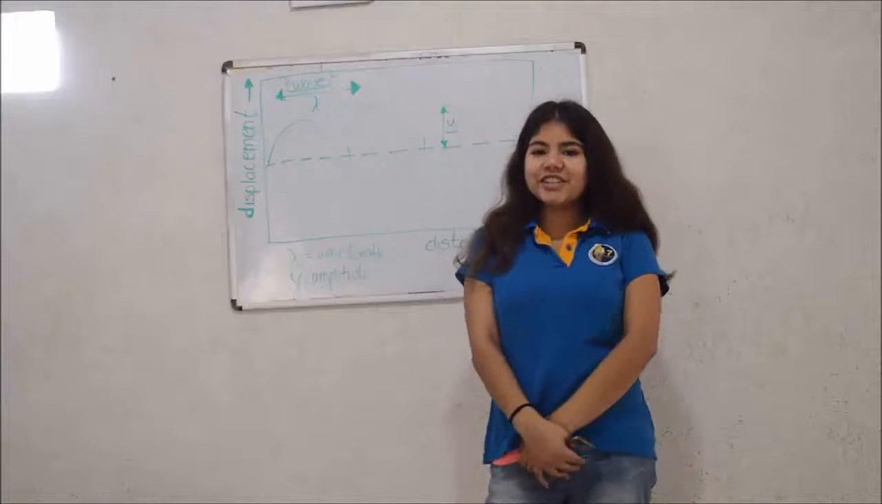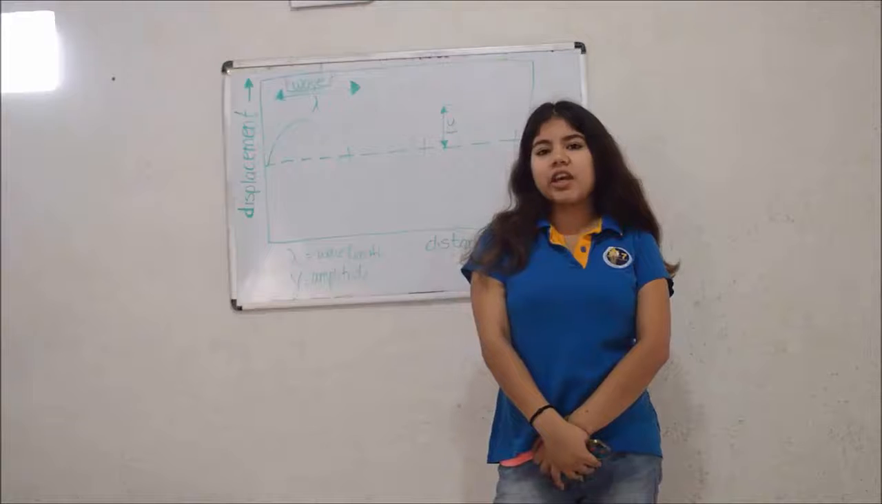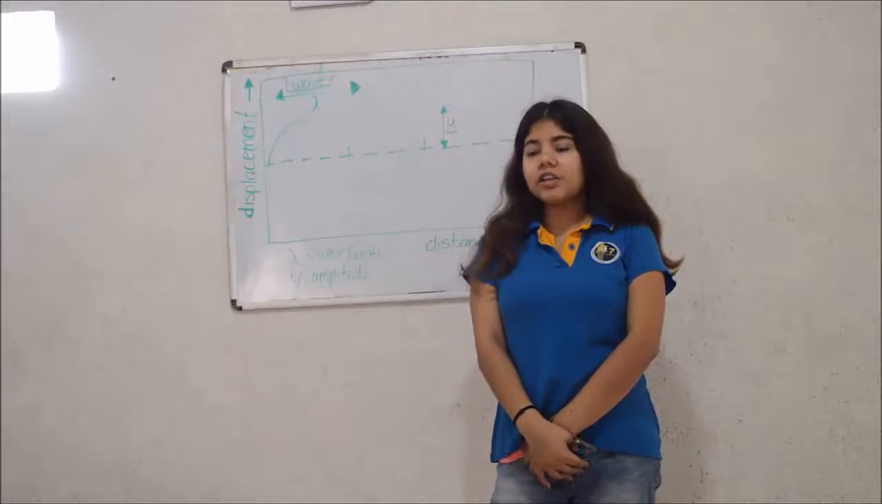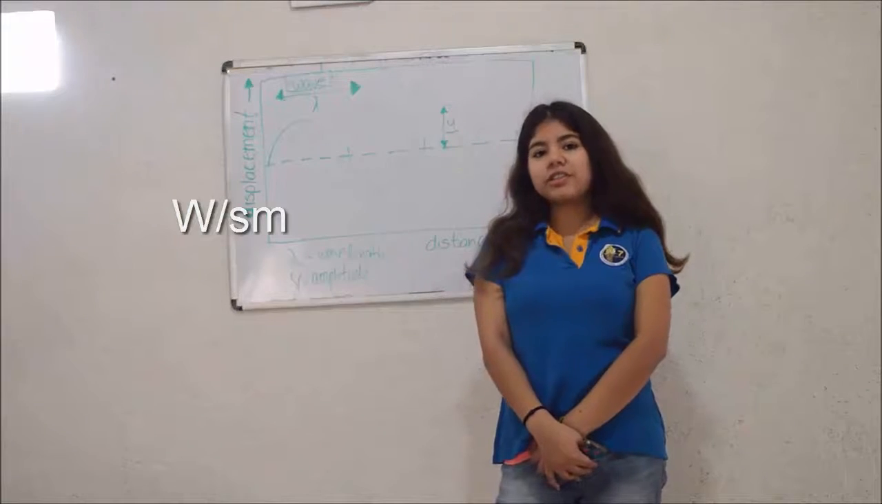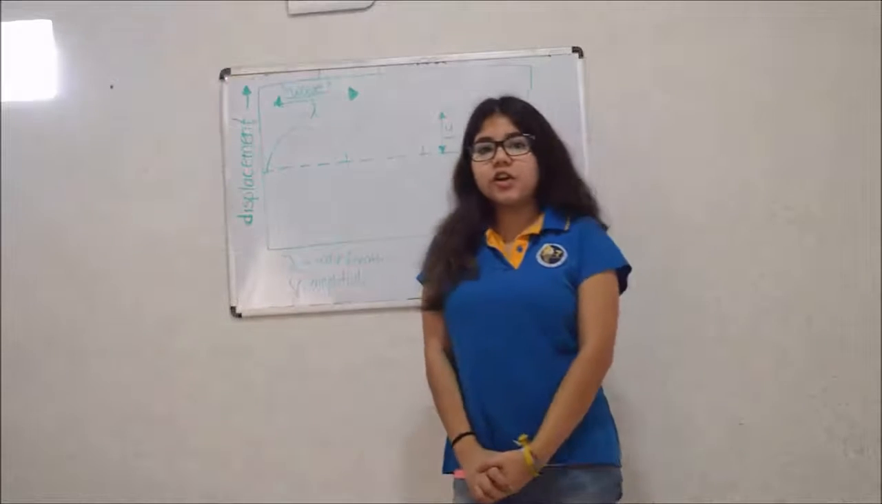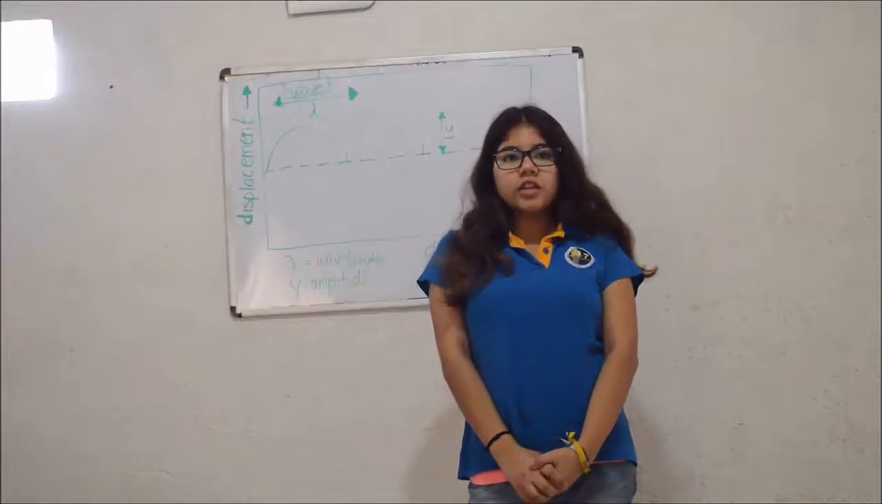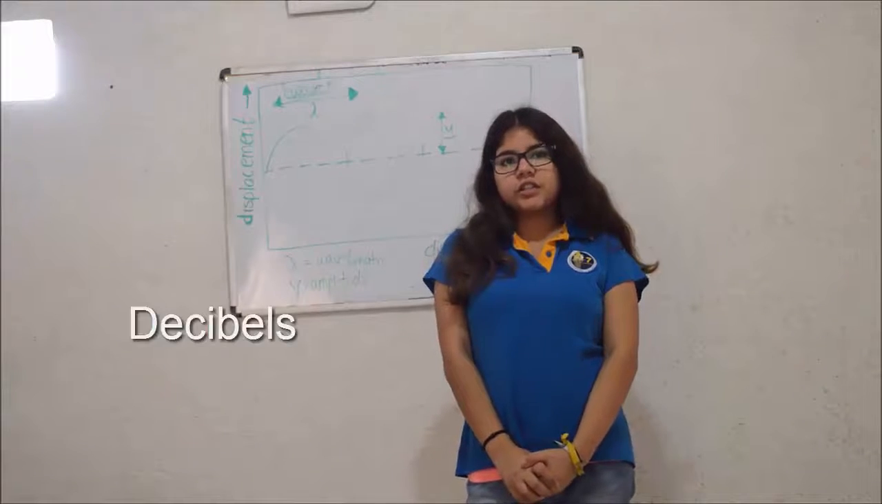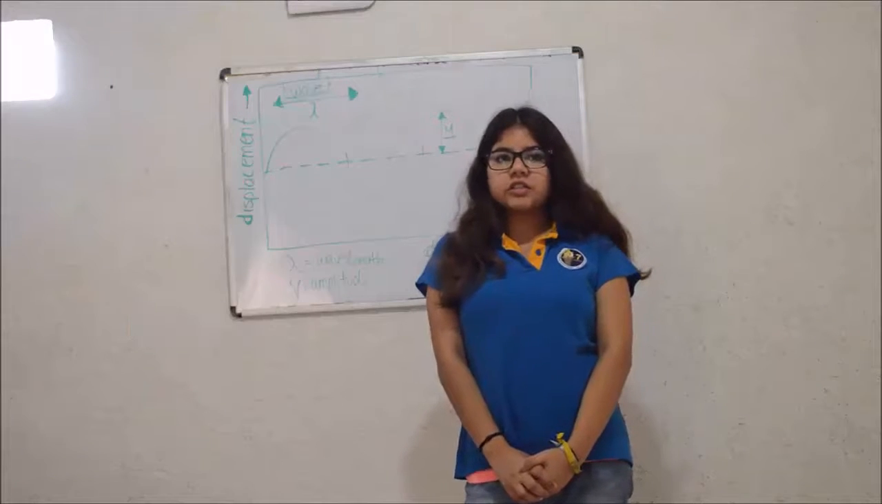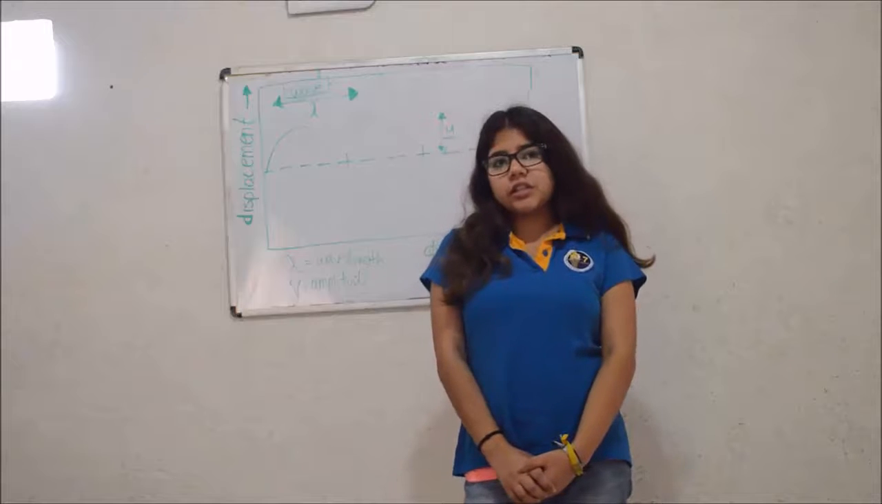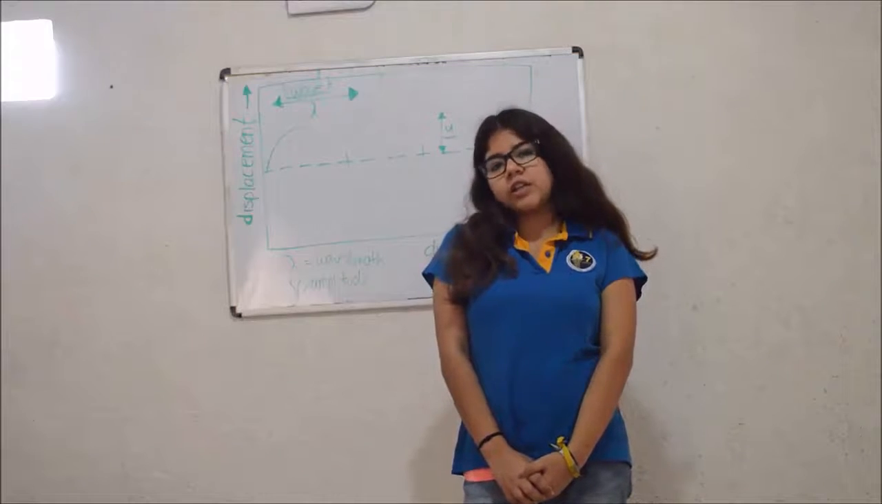So now we are going to explain the measure of the intensity of sound. The units are watts per square meter. It is usually measured according to the standard hearing threshold. The most common scale is the decibel, which is calibrated so that 0 decibels is the limit of what we can hear in a range.